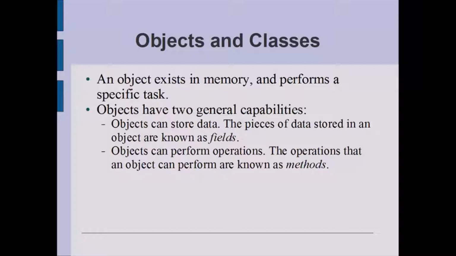There are two general purposes you can use objects for. You can use them to store data. Pieces of data are stored in an object in what we call fields. When we create classes, we'll create fields, and the fields will be used to store data. In the same way, objects can also perform operations. The operations that an object can perform are known as methods in Java.